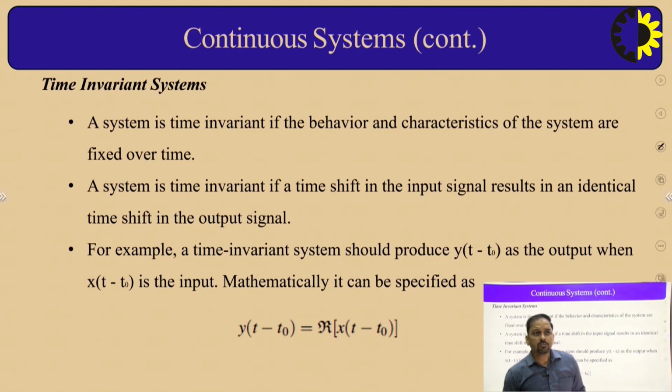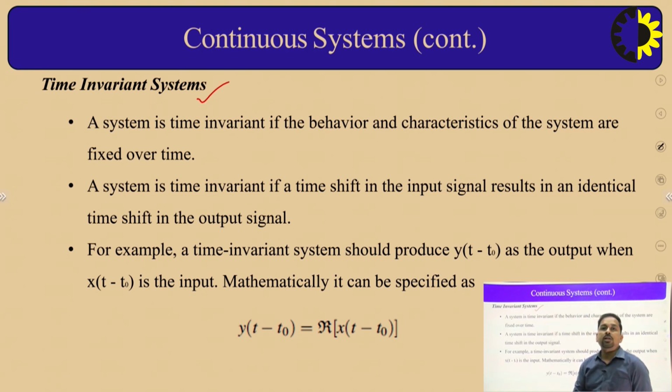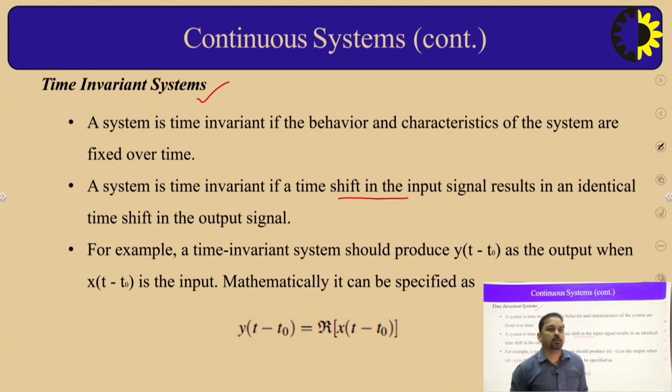Whereas the second type of system is called a time invariant system. So what is a time invariant system? A system is said to be time invariant if a time shift in the input signal results in an identical time shift in the output signal. If this is the situation, then we can say that the system is time invariant. Otherwise, the system is time variant.